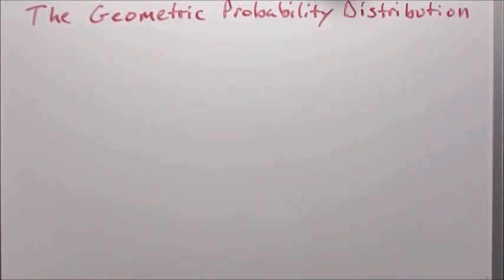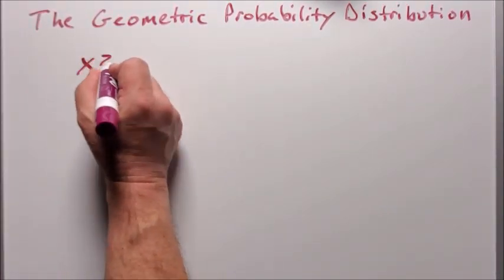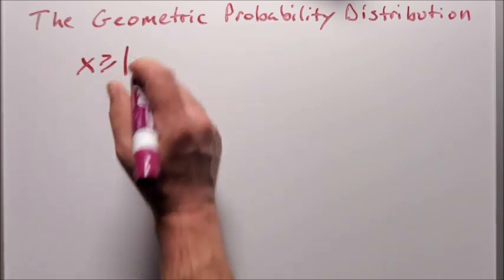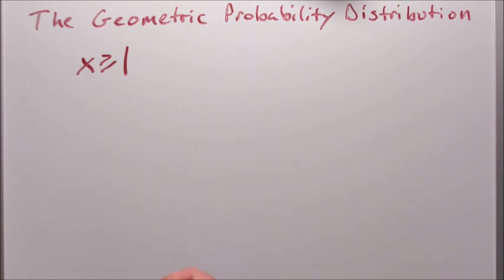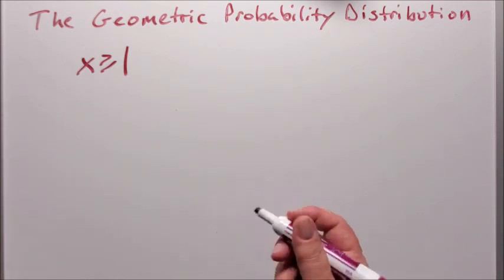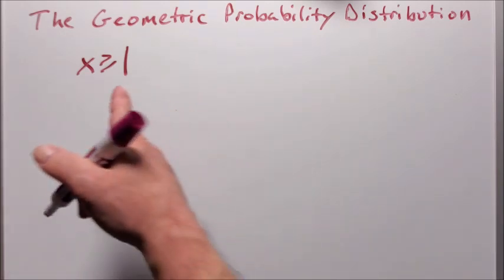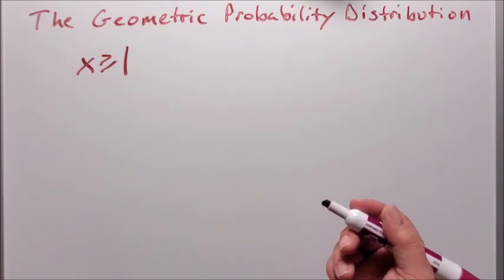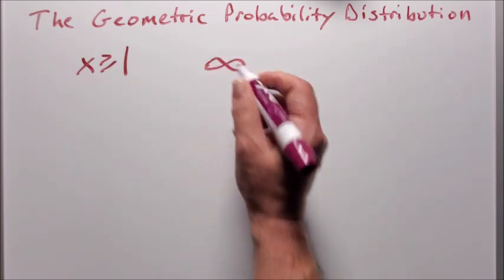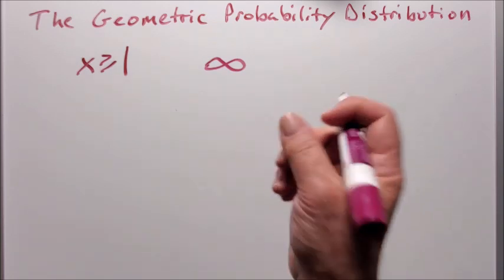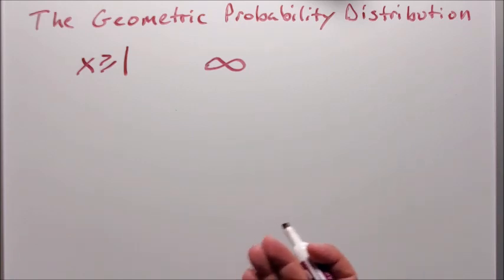What is the lowest value that x can take on? Well, x is always going to be at least 1. X can't be 0 because it doesn't make any sense to talk about trying something like rolling a dice or flipping a coin 0 times. So x is always at least 1. And x can go as high as you can imagine. It's possible for you to keep rolling that dice or flipping that coin forever and never reach success.